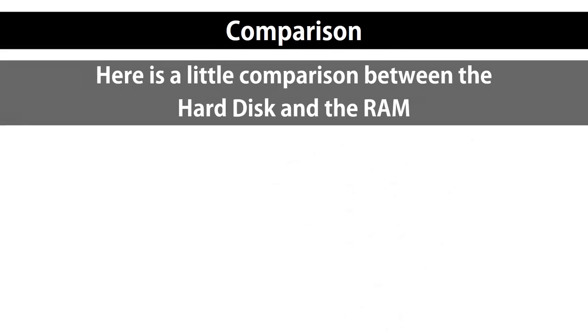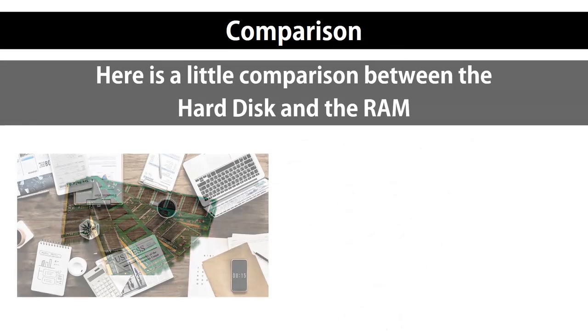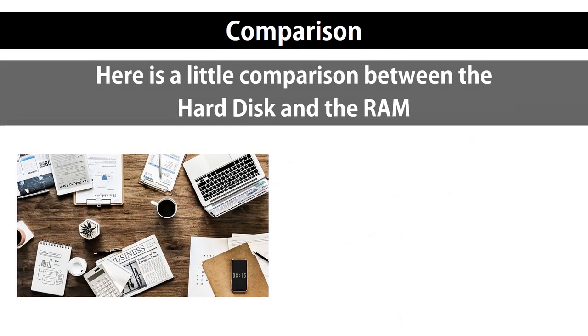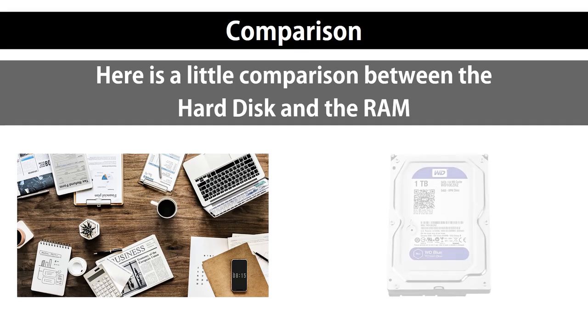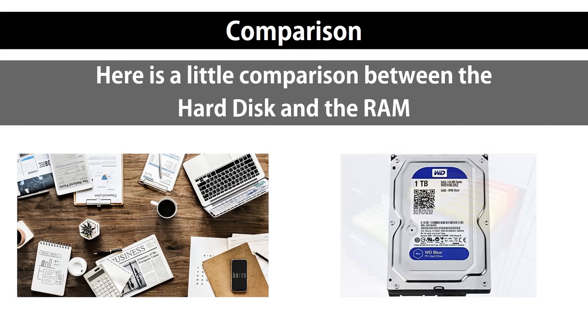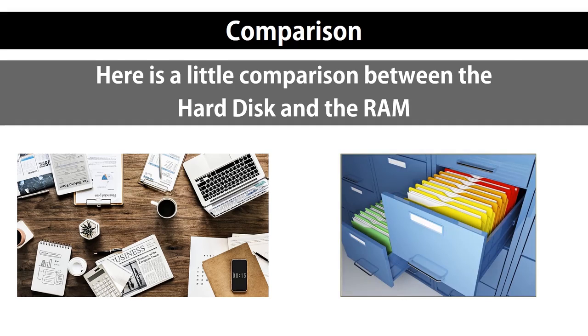Here's a little comparison between the hard disk and the RAM. The RAM is like the files that are on your desk now that you are currently working on, while the hard disk is like the files that are stored in your filing cabinet.